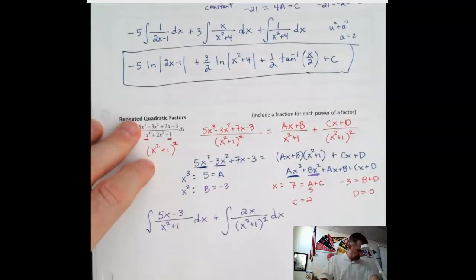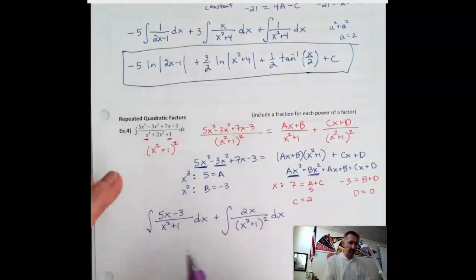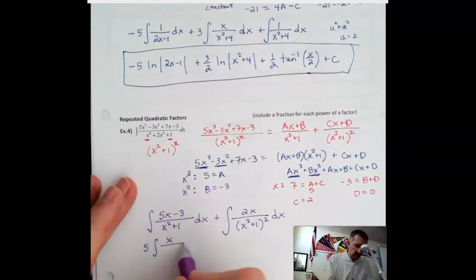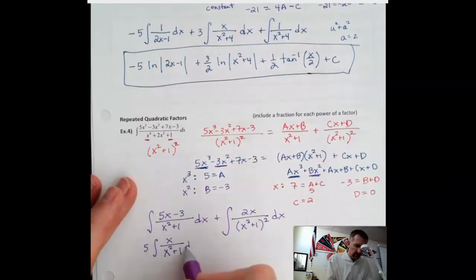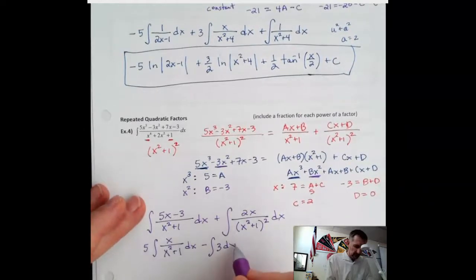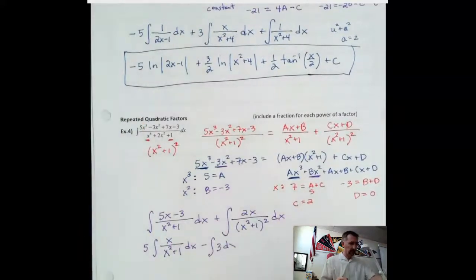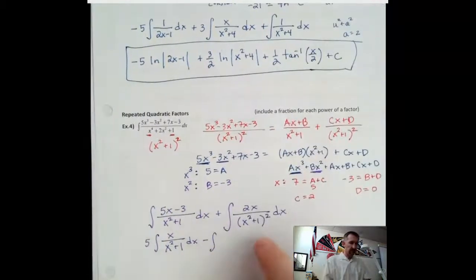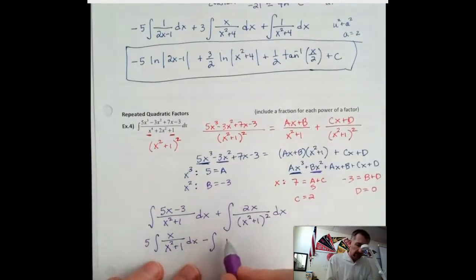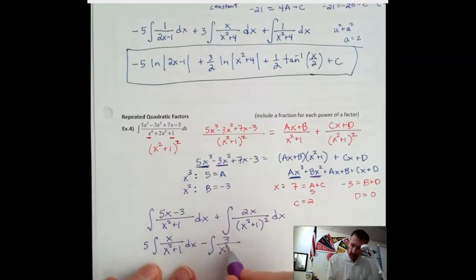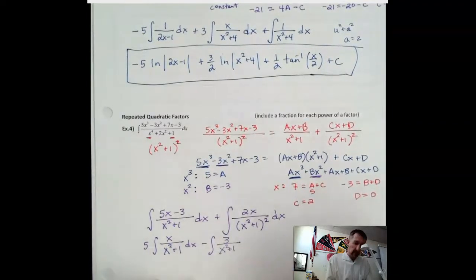That looks fine. This one we could split up. I can factor out a 5 here and have x over x squared plus 1, and then minus, I'll leave the 3 in there and just have 3, wait, just kidding. I still have the denominator. I was about to get rid of the whole denominator. So I'll just leave the 3 there for now. I can factor it out after.